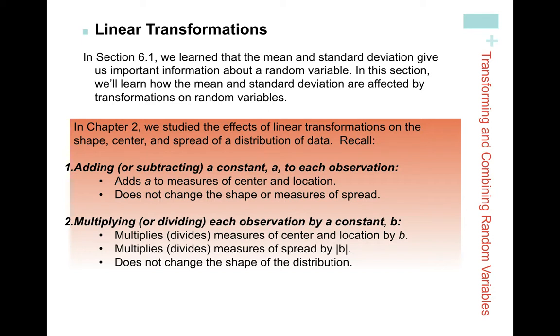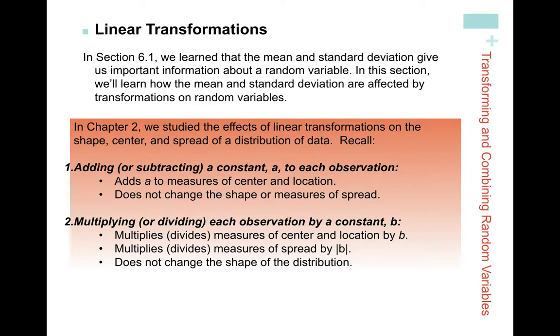Remember way back in Chapter 2, we studied the effects of linear transformations on shape, center, and spread of a distribution. Recall that if we just add or subtract a constant, a, to each observation, that is just shifting to the left or right. So the entire distribution just shifts a to the left or a to the right. What are the things that are going to change? Well, the center is obviously going to change by exactly a units, and location, like measures of percentiles or quartiles, those are going to change as well.